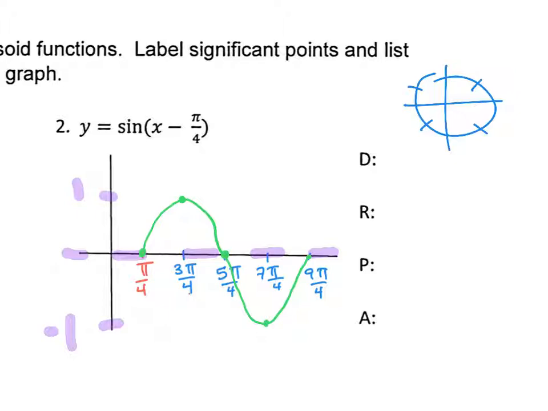Knowing how the graph of the sine looked and knowing that it's going to be shifted to the right pi over 4 helped me sketch the graph. The domain is going to be from -infinity to infinity. Range is going to be from -1 to 1. The period is still 2 pi because it's not being horizontally stretched or compressed, so the period is still the same. The amplitude is going to be also 1 because there is no vertical stretch or vertical compression.